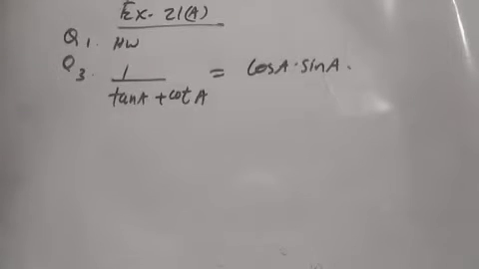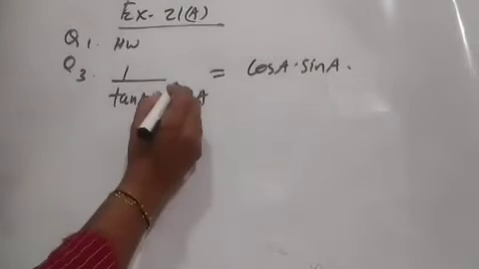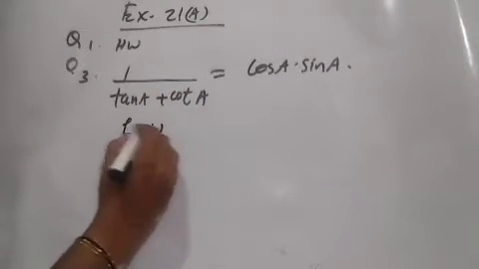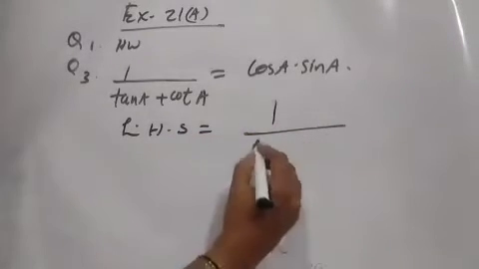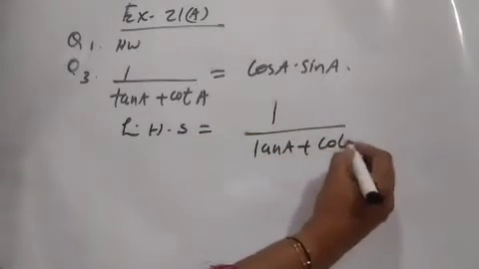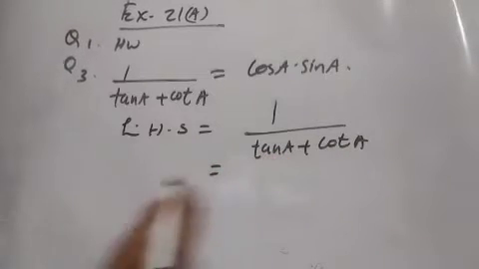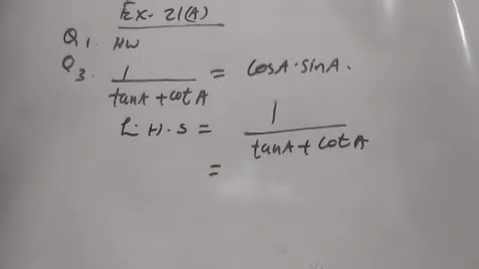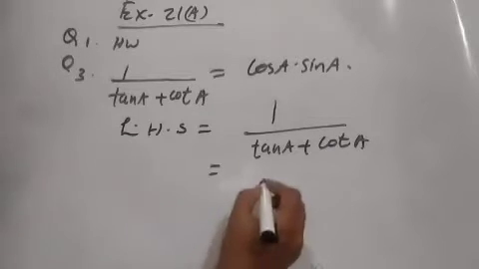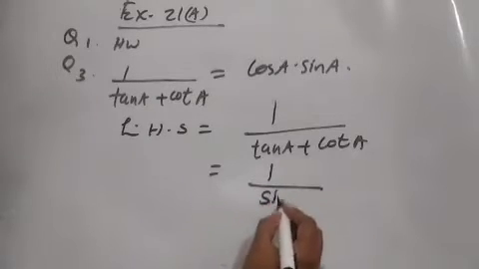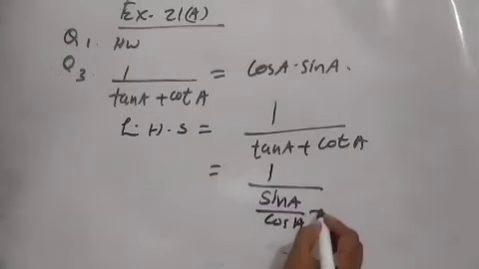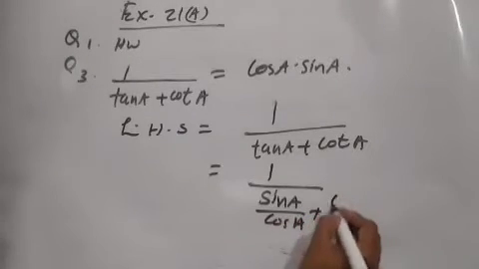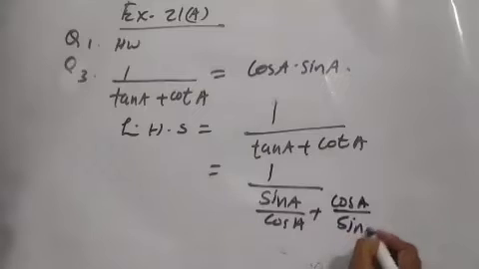Third question. 1 by tan A plus cot A gives cos A sin A. Let us take the LHS to simplify. LHS is 1 by tan A plus cot A. Let us substitute tan A. We can apply the quotient relation, no? We need the answer in sin and cos. So what is the relation between sin, cos and tan? Yes, tan is equal to sin A by cos A. Also, what is cot A? Yes, it is cos A by sin A.